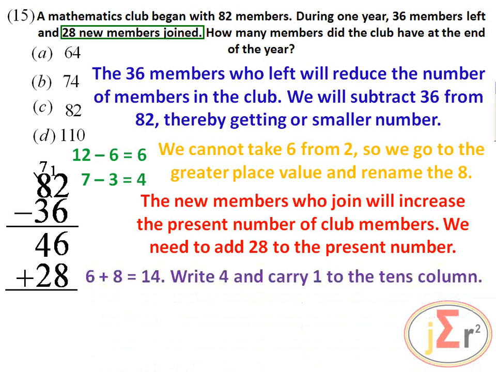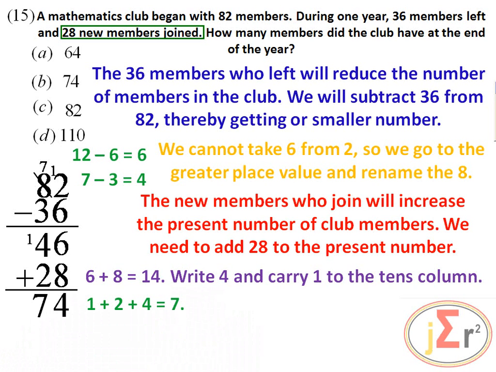So we add. So 6 plus 8 is equal to 14. Write 4 and carry 1 to the tens column. Let's go. And what do we get there? 7. Right.